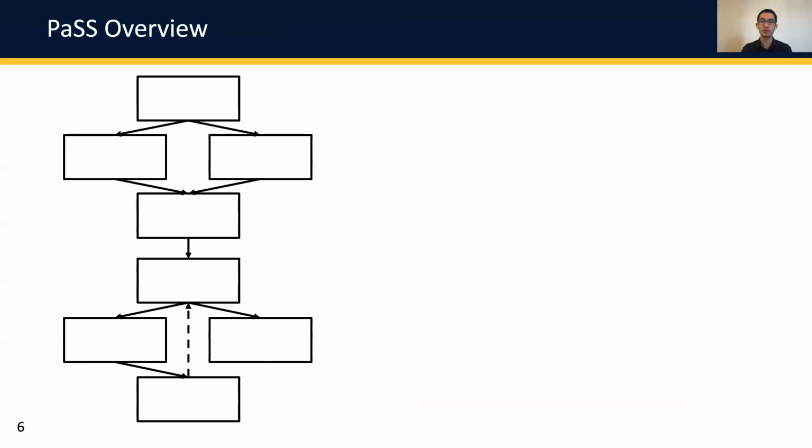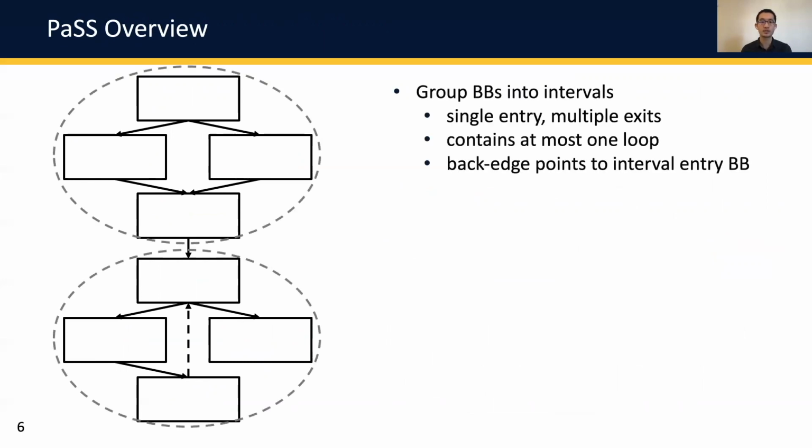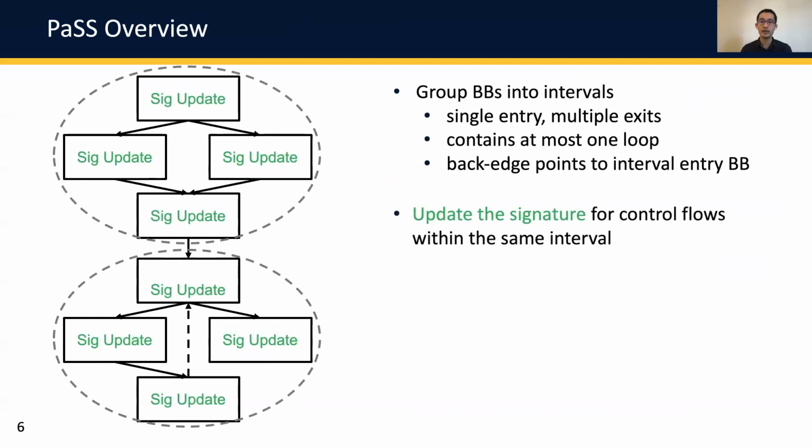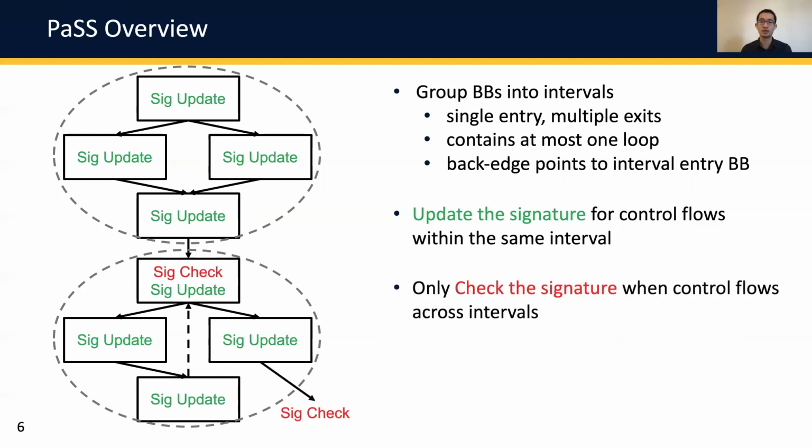To achieve this goal, we propose path-sensitive signatures, or PAS in short. PAS groups basic blocks in a program into large intervals that hold certain properties, such as single entry and multiple exits, and a single loop. Instead of validating every branch instruction, PAS will keep updating the signature to record a short control flow history when control flow transfers within an interval. When the control flow crosses two different intervals, we will check this history with some statically determined value to make sure no error happened in the previous interval. In this way, we can significantly reduce the checking frequency and improve the performance.